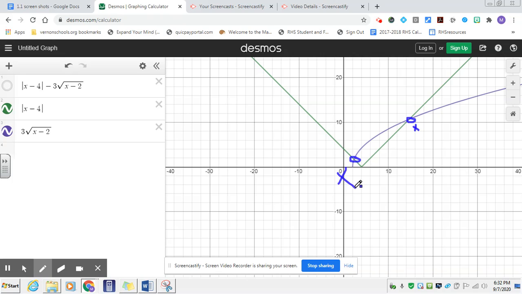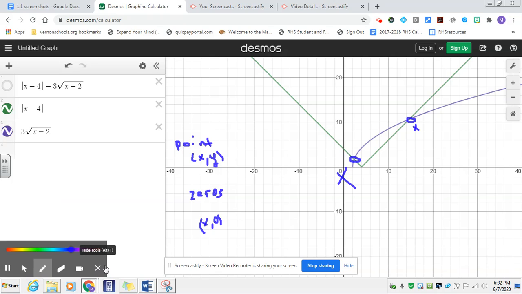Now, if it wanted your points of intersection, so you might want to write this down. Points of intersection, keyword is point, you're going to need x and y. When you are finding your zeros, they are always going to be x comma 0. So make sure you are reading directions, even though they can be solved the same way. As you saw, we had the exact same points.